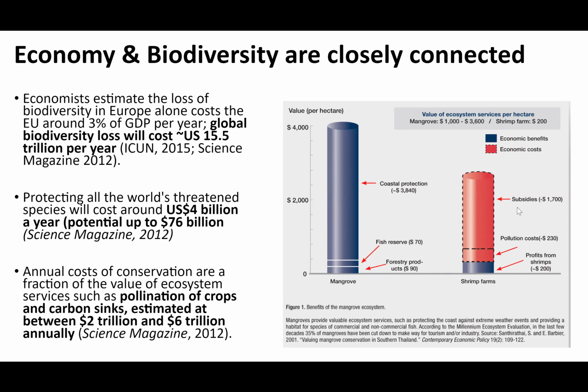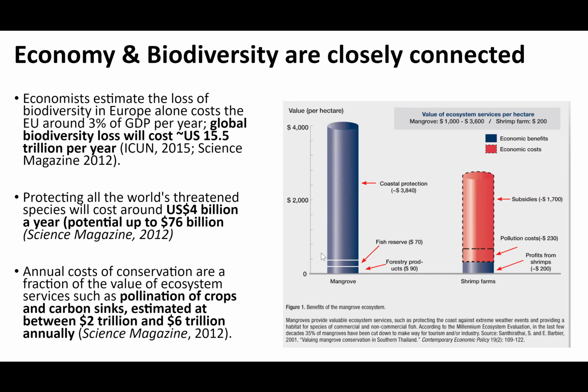Now that's relative to a shrimp farm, something that is directly a provisioning service. And you'll see that the profits from shrimp are about $200 per hectare. And that's not a lot of money for a hectare, right? Especially relative to the $4,000 here for a mangrove.